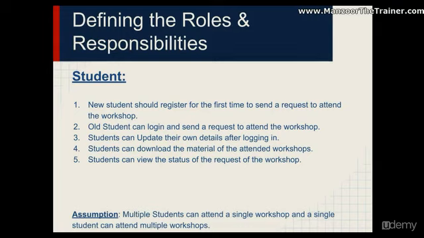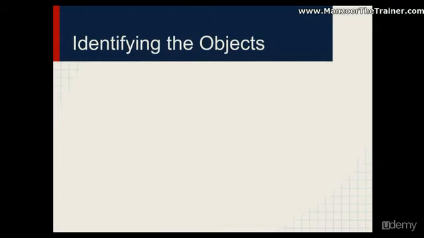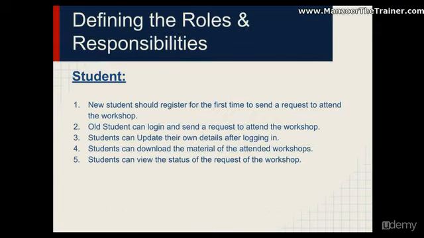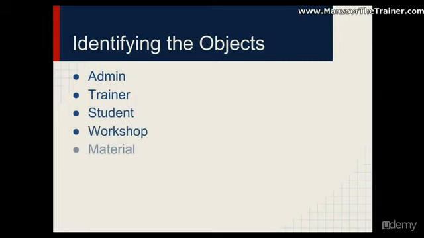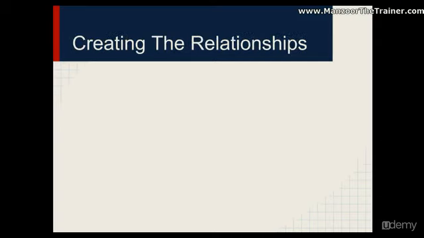Now our next part is identifying the objects. If you just observe this, you can easily list out the objects. And the objects are as follows: admin, trainer, student, workshop, and material. So we have identified the objects. Now the next thing is I need to create the relationship between these objects.